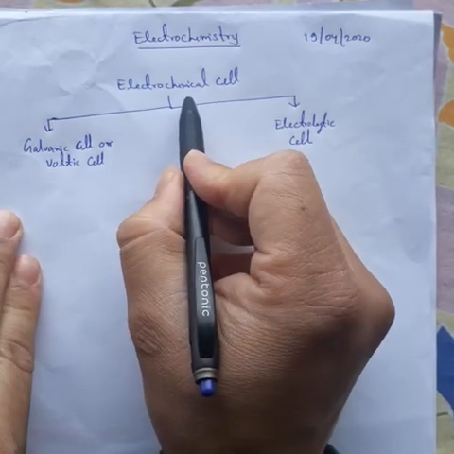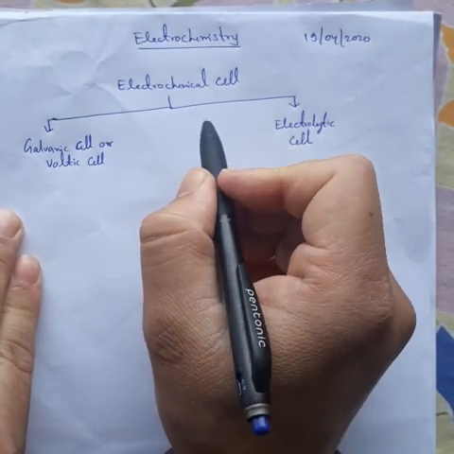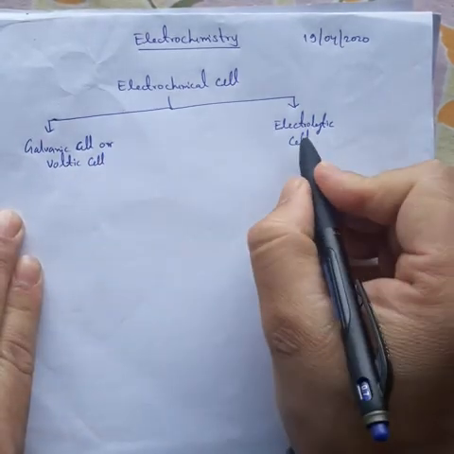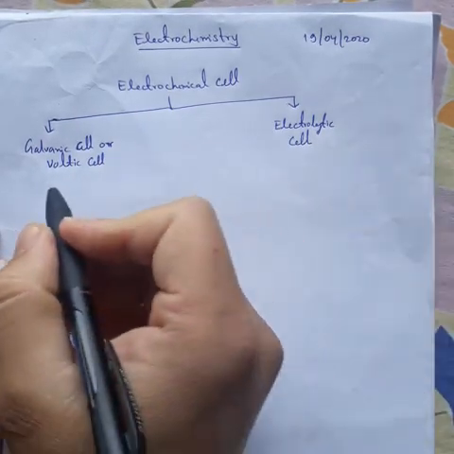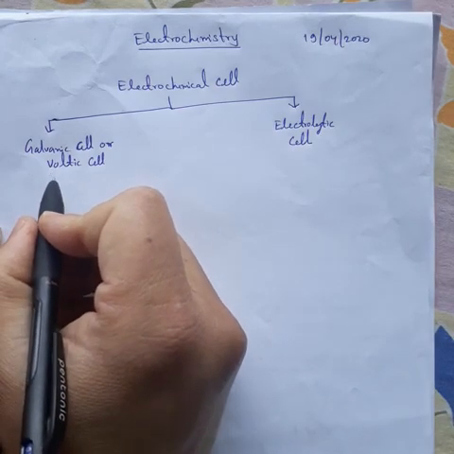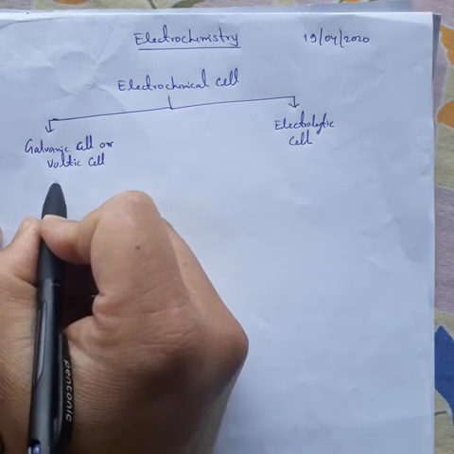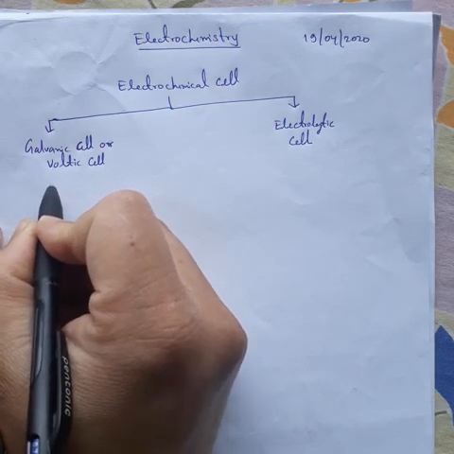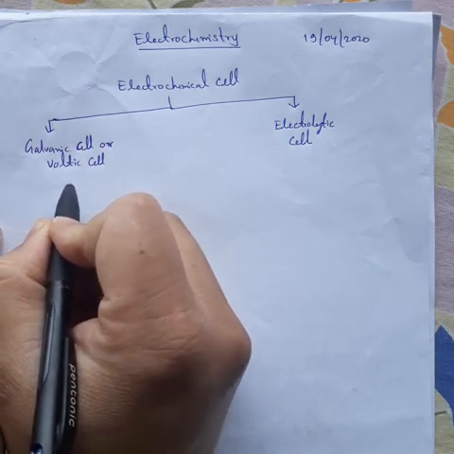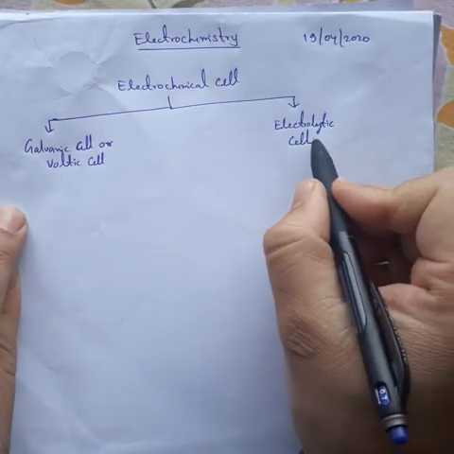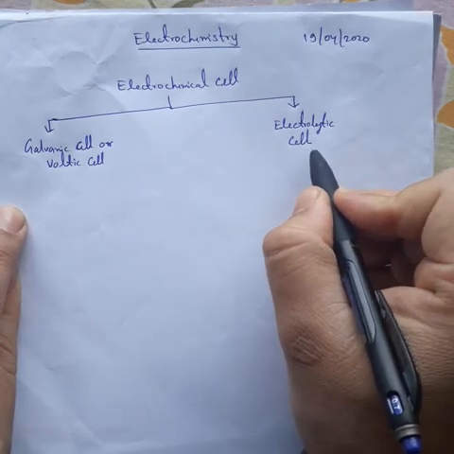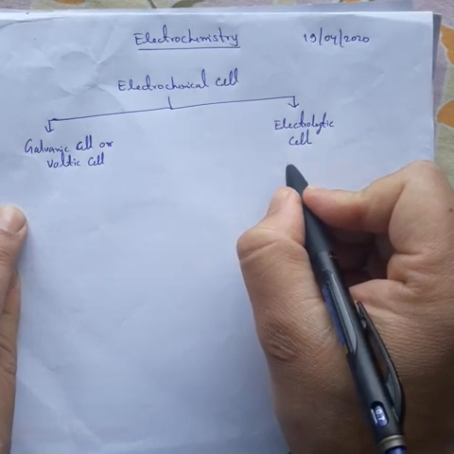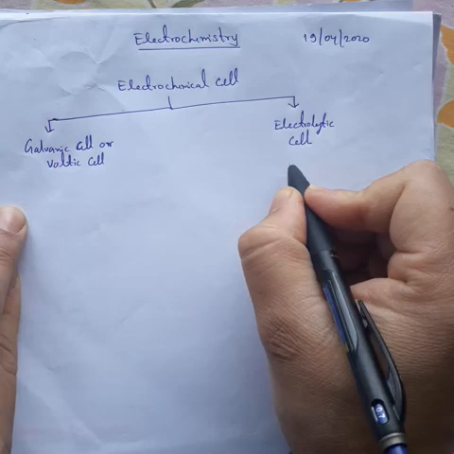So electrochemical cells can be broadly classified into two types. One is called a galvanic cell or voltaic cell, another is called an electrolytic cell. The galvanic cell or voltaic cell is the cell from which we generate electricity. That is, from a chemical reaction we obtain electrical energy. Now, in the case of an electrolytic cell, electrical energy is used to perform a chemical reaction.